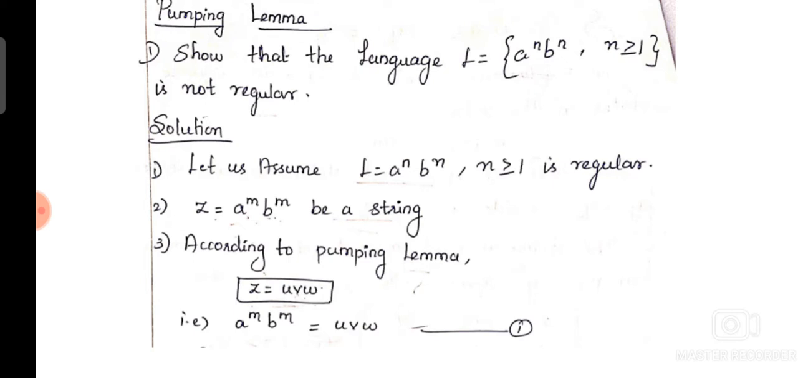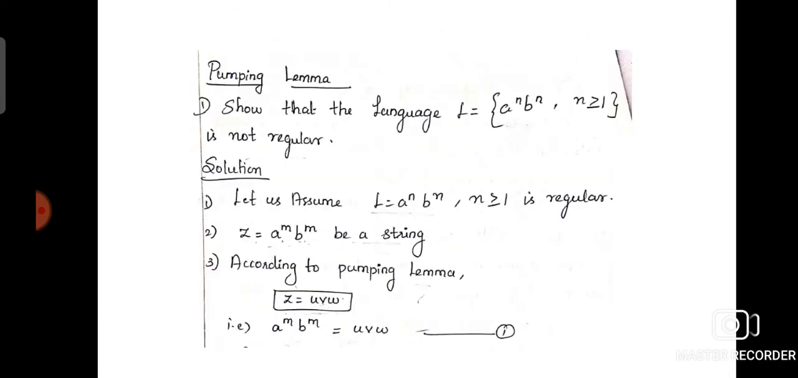What is z? z is our string, one of the strings. And we will write our string with the help of three variables u, v and w. So z, that is a power m, b power m, is equal to uvw. This is our equation number 1.